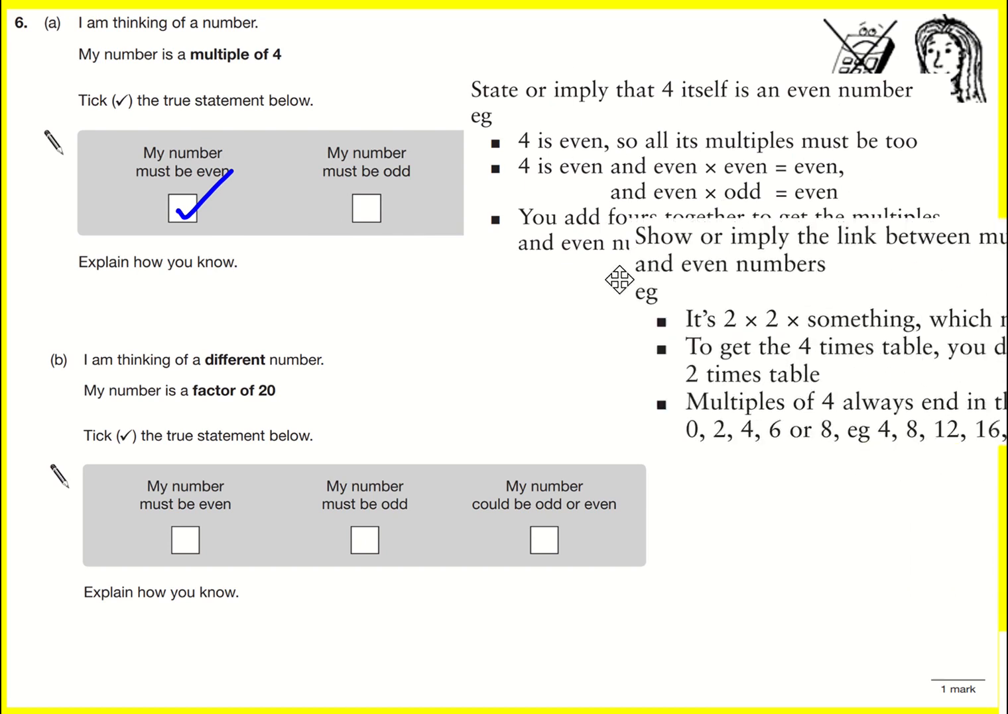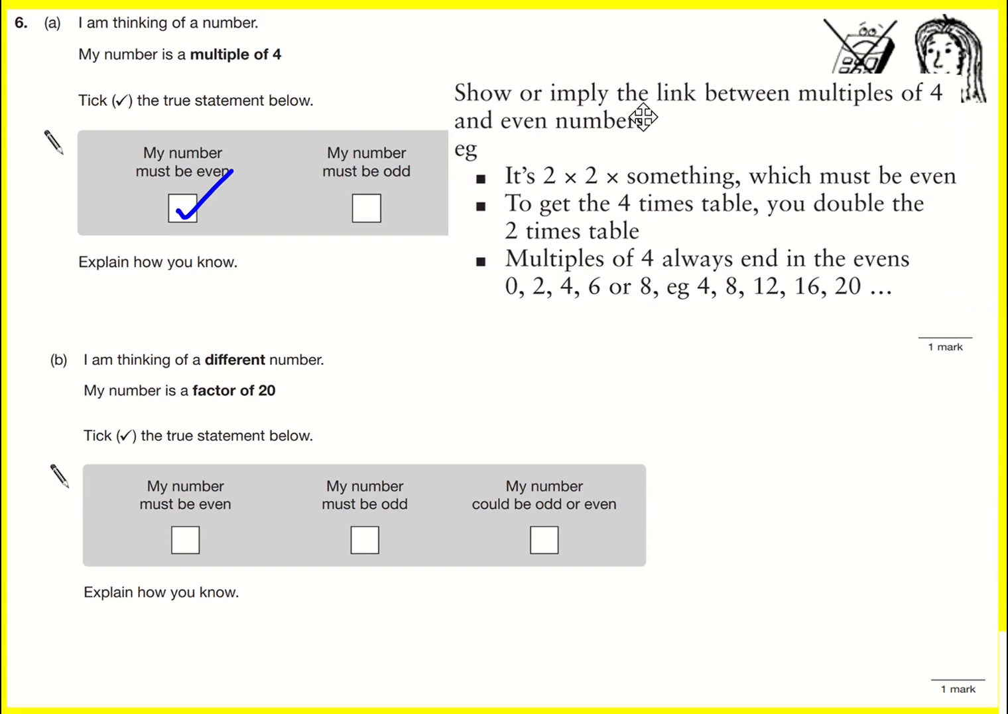Another line of reasoning is that you could link the multiples of 4 and even numbers. If you do 2 times something, then that must be even. And to get the 4 times table, you must double the 2 times table. It's sort of saying the same thing, but it's just another way of doing it.